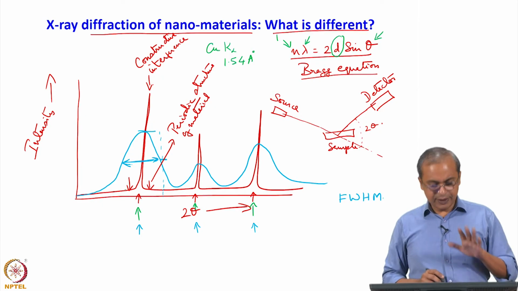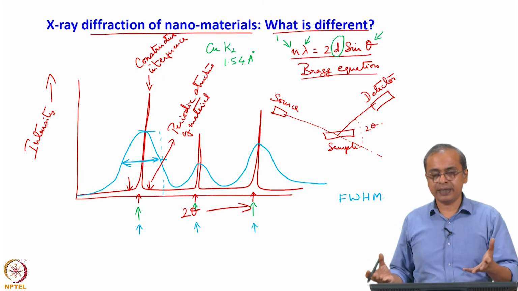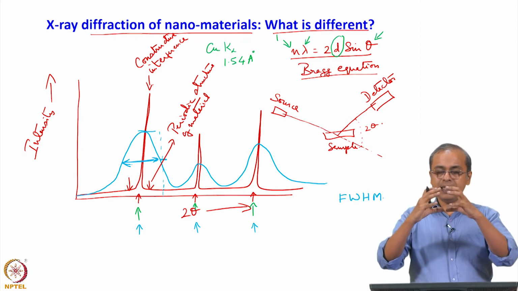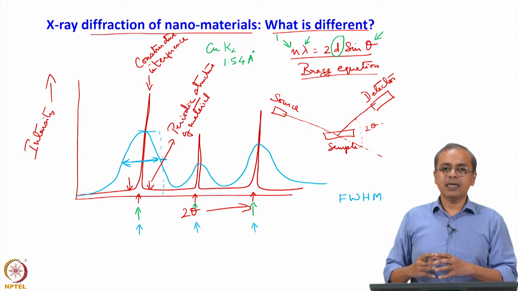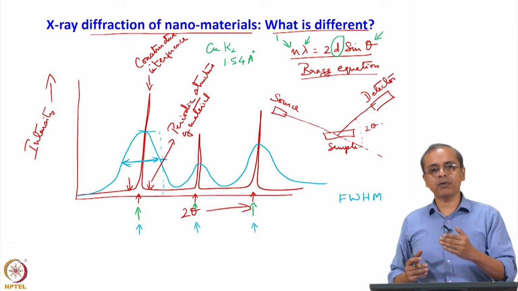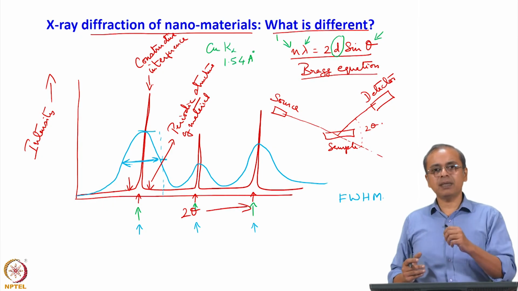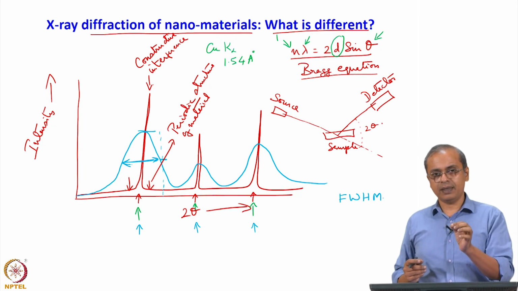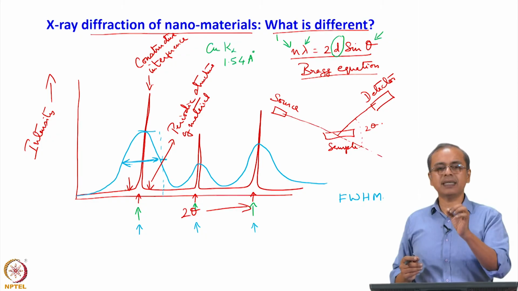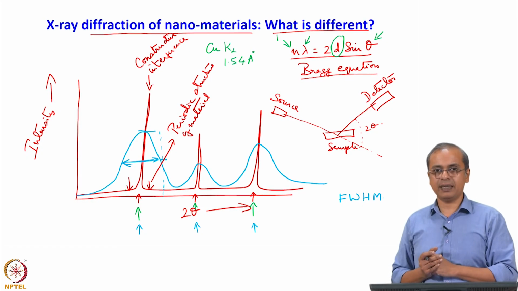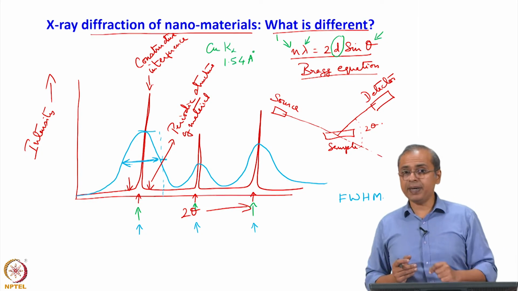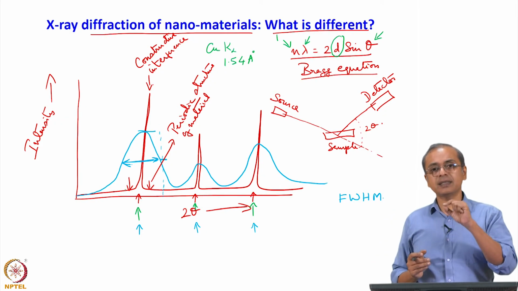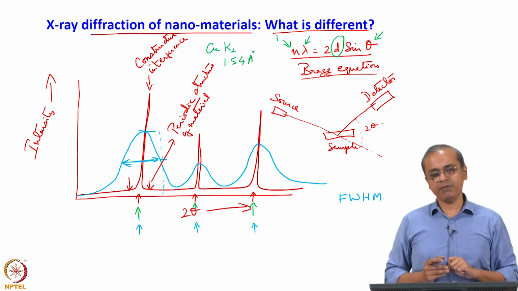Now given this situation, why is it different for nanomaterials? In nanomaterials, the point is that the crystal size is extremely small, so you have only a limited number of planes. So let us say, for example, you go to a Bragg angle where the second plane is 1% out of phase from the first plane. It means you need to go to 50 planes before you find a wave that is half a wavelength out of phase with respect to the first plane, right.